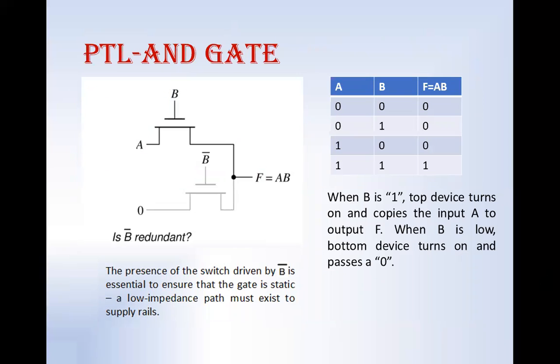And this is the PTL AND gate. As long as B is 1, the upper transistor is on and the lower transistor is off. So the value on A will be transferred to F. If B is 0, then the upper transistor is in the off state and the lower transistor is in the on state. A 0 is connected directly and will be transferred to the output. So this works as an AND gate, and here is the truth table.